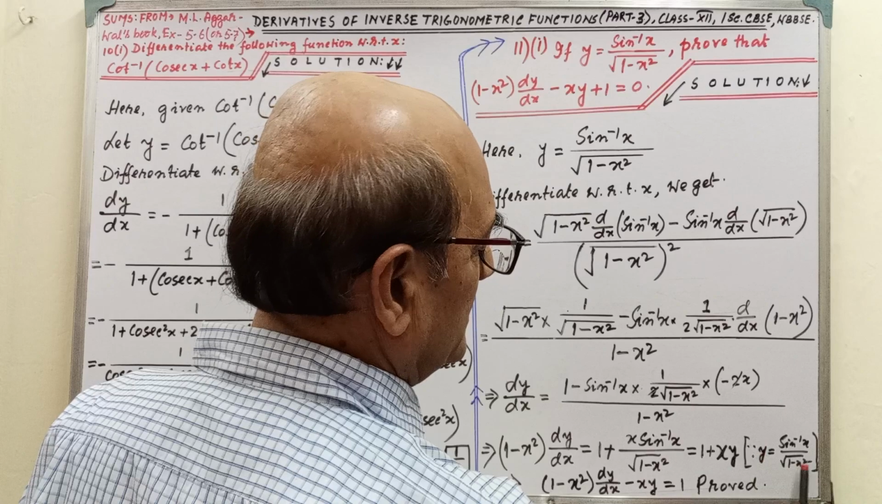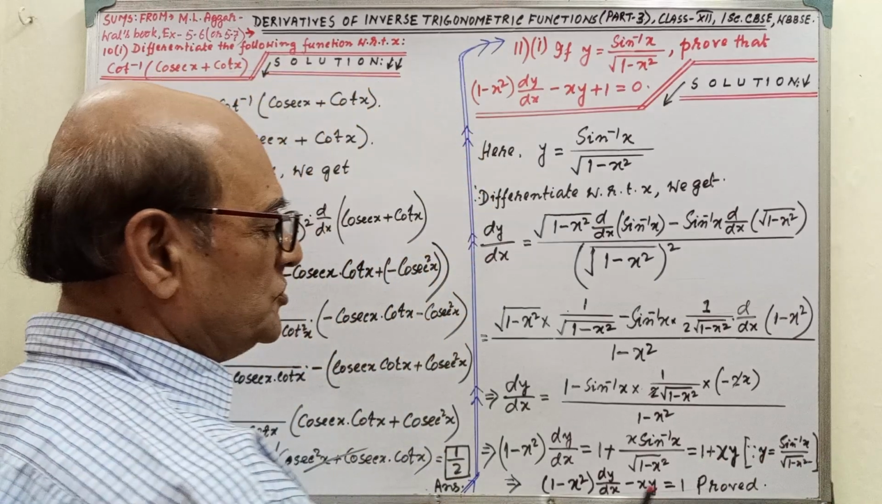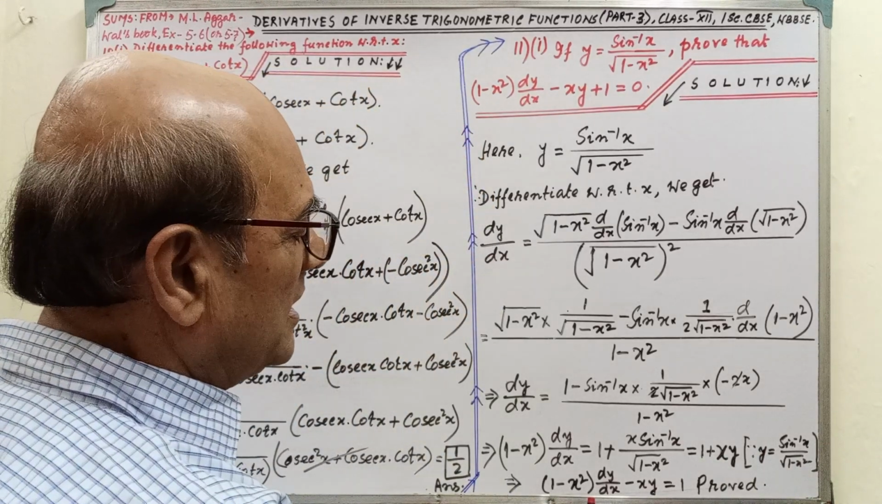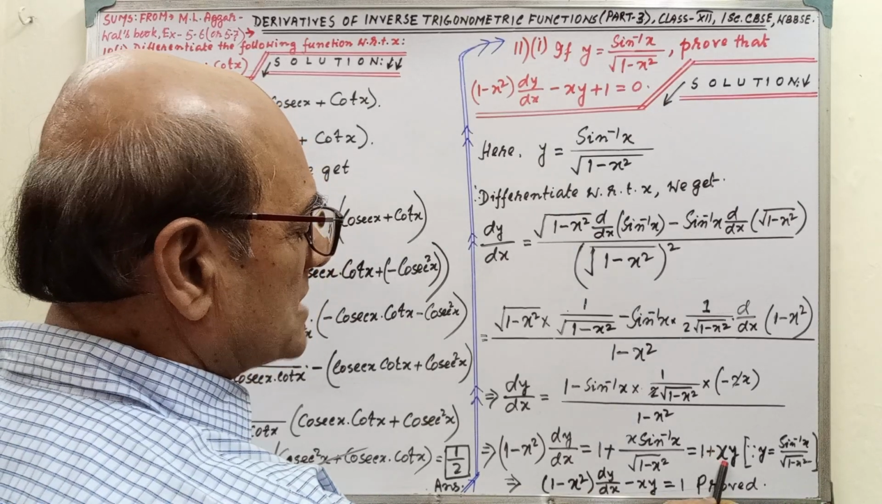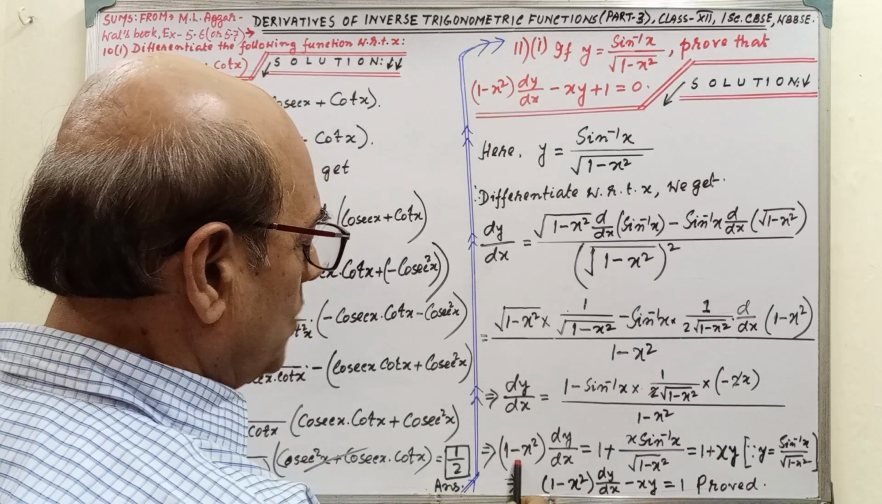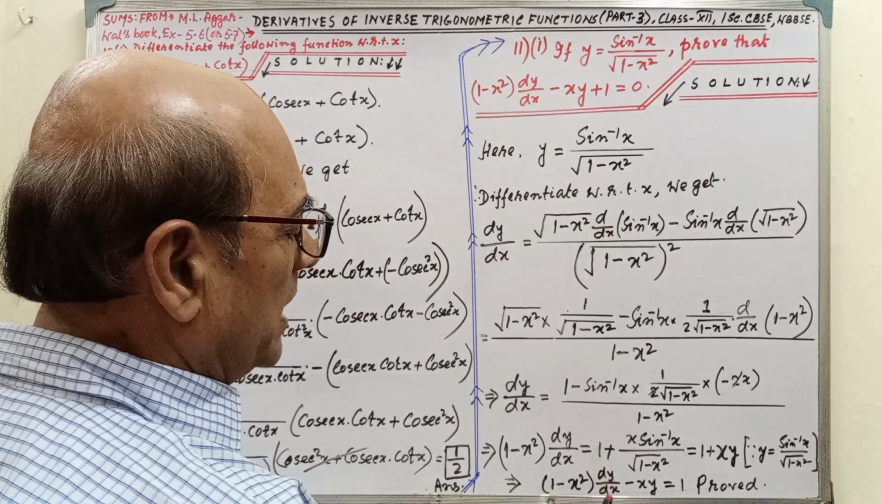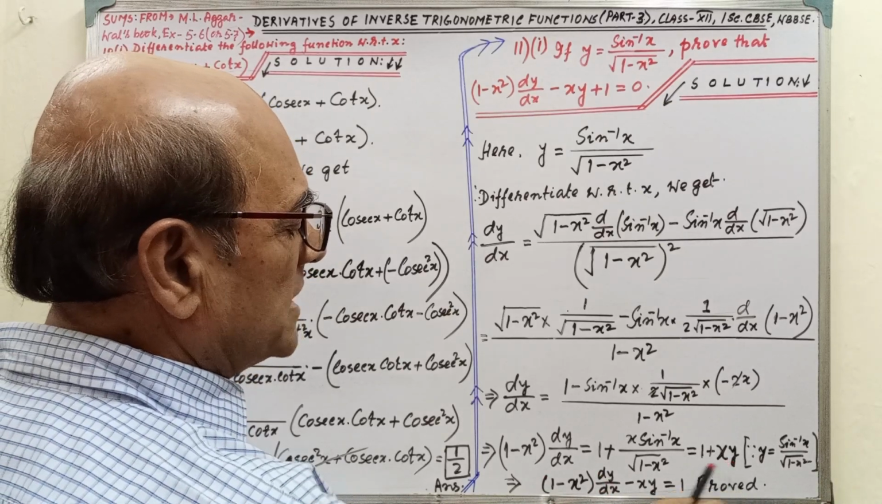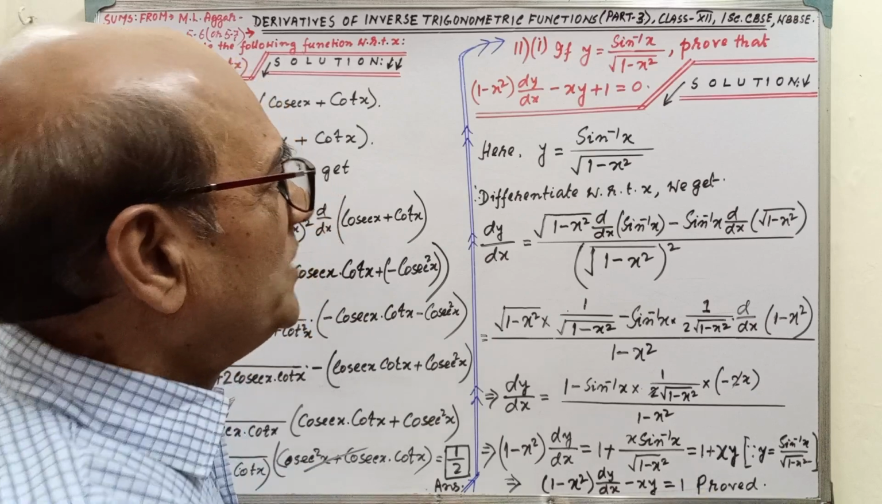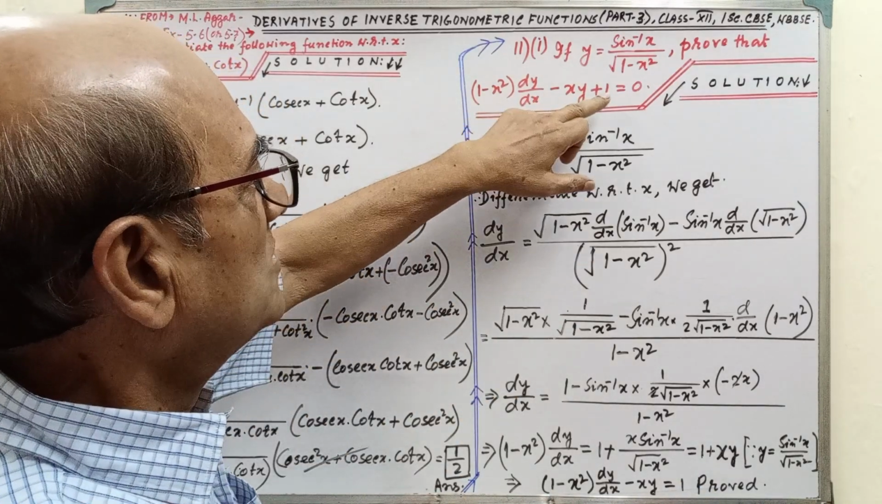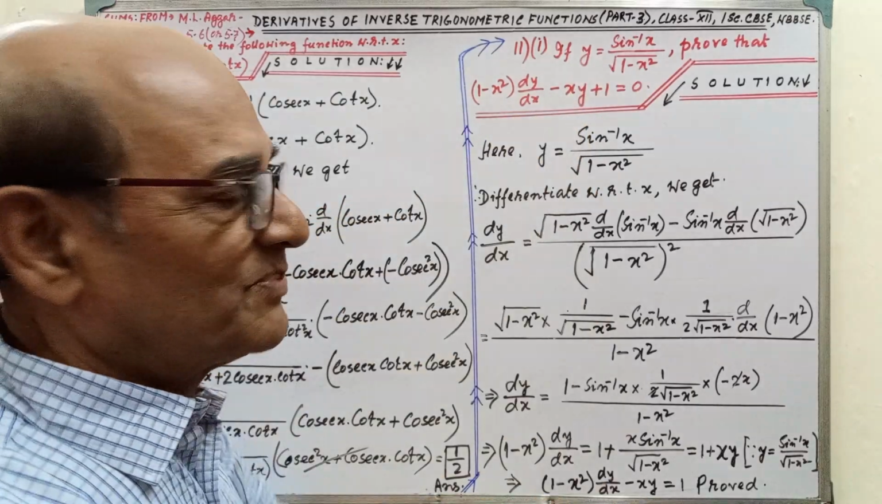Since it is written here, then by interposition we will reach the proof, that is xy, this is the left hand side. After writing this, 1 minus x square dy by dx, this is coming from right side to left side, so naturally it will be minus x square equal to 1. We are getting the expression what we have to prove, so it is proved.